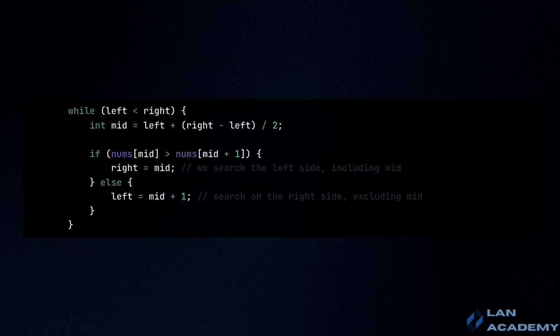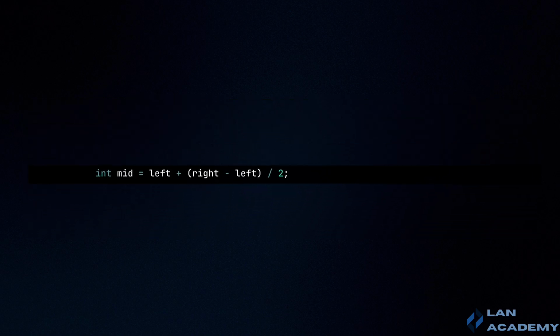As long as the condition left is less than right is true, we continue searching through the nums array. At each iteration, we calculate the middle index of the current search range and store it in the variable mid using the formula int mid equals left plus (right minus left) divided by 2.